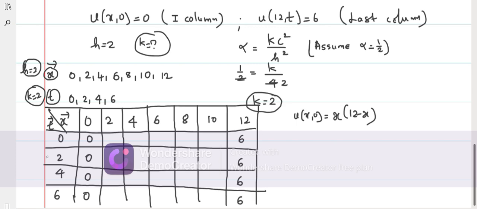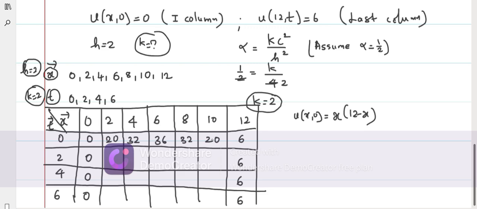So for x value 2, what do we get in this place? It's 20. For 4 it gives 32, for 6, 36, and for 8, 32, and for 10, 20. So we got the first row values.